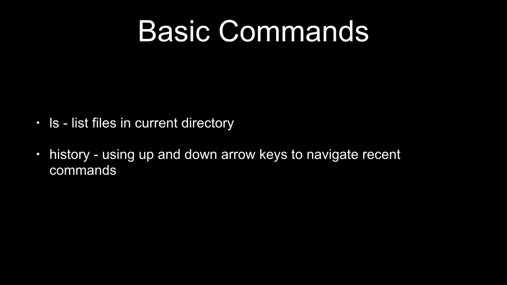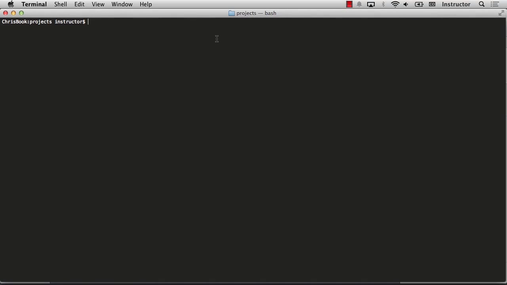Terminal keeps track of commands that we've executed through its own history set. So using the up and down arrow keys on our keyboard allows us to navigate to previous commands that we've executed. Terminal also keeps track of our current command history.